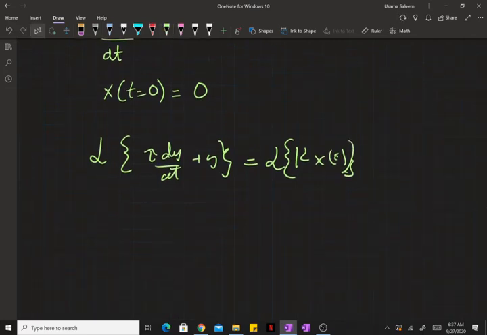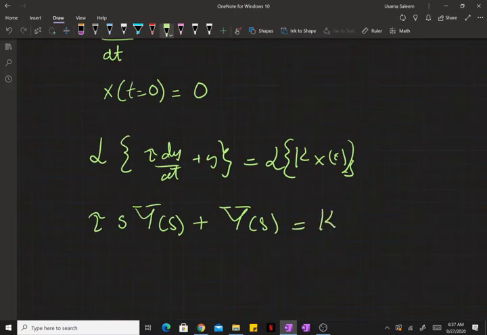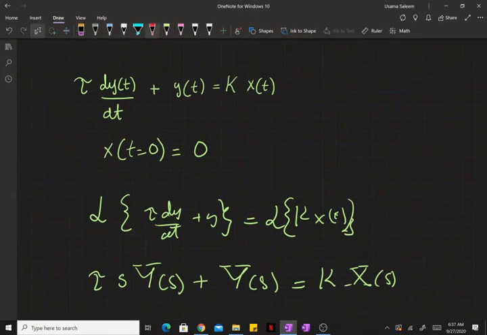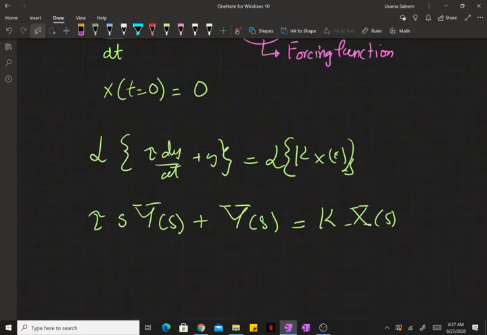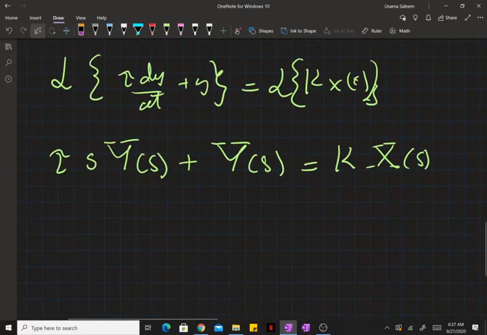So once you do that, you'll be left with tau times s y of s plus y of s equals k times x of s. Notice how we don't have any information about the forcing function or the input. We don't know if the input is a step input. We don't know if the input is a sinusoidal input. So we're just going to take the general Laplace transform of the input slash forcing function.